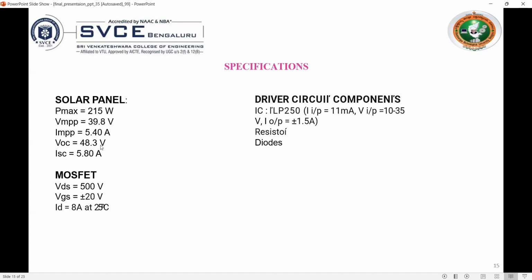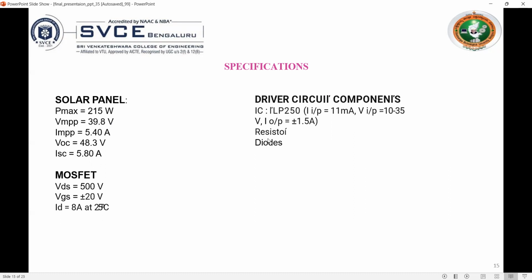VOC will be 48.3 volt, and ISC is equal to 5.80 ampere. Coming up to our MOSFET, VDS, the voltage from drain to source, will be 500 volt. Voltage from gate to source will be positive and negative 20 volts, and ID equals 80 ampere at 25 degrees Celsius. Coming up to our driver circuit, the IC used is TLP250.